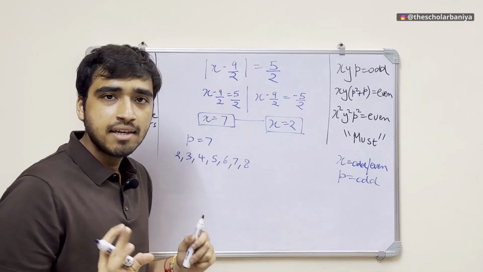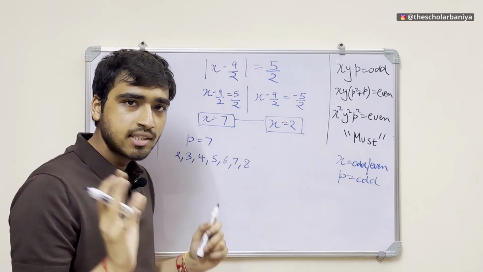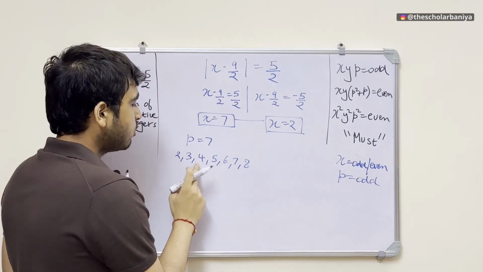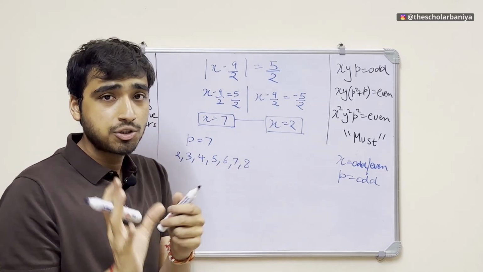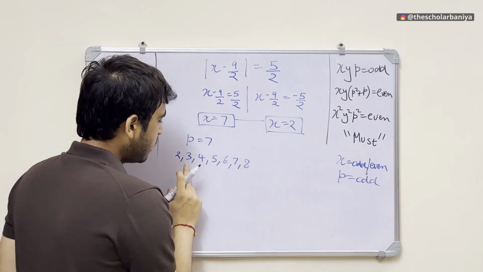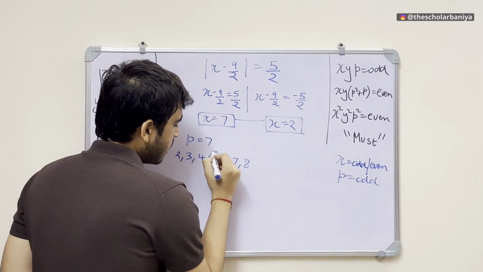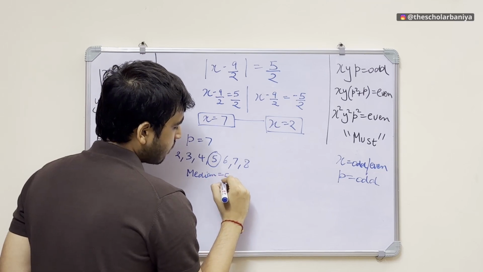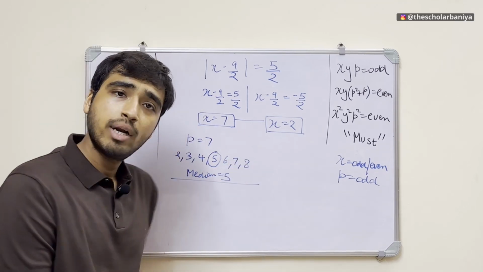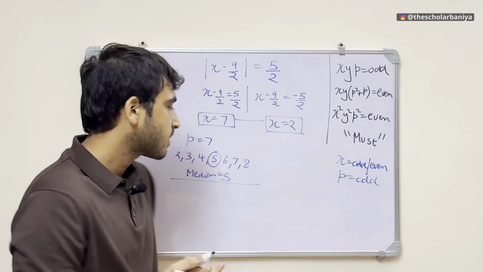Now what will be the median? The median in the case of odd n is the (n + 1)/2-th term. So 1, 2, 3, 4, 5, 6, 7: (7 + 1)/2 is 8/2, which is 4, which means the fourth term. So 1, 2, 3, 4, fourth term. So that means the median is equal to 5, right? So this is one possibility which is absolutely fine, right?